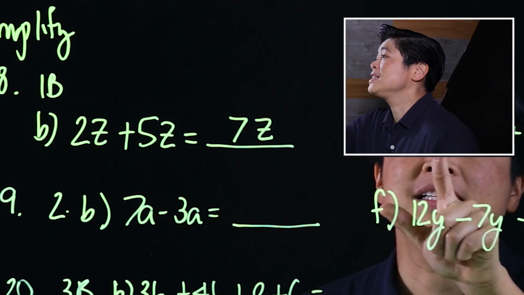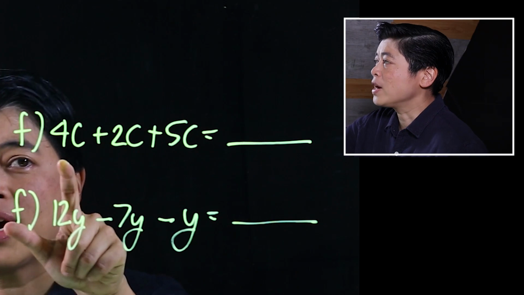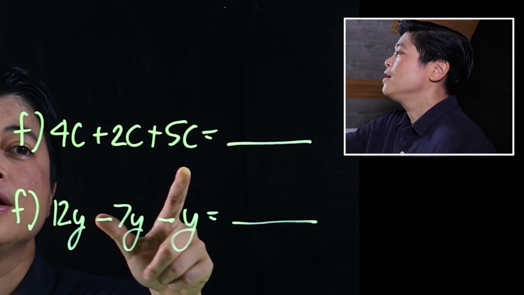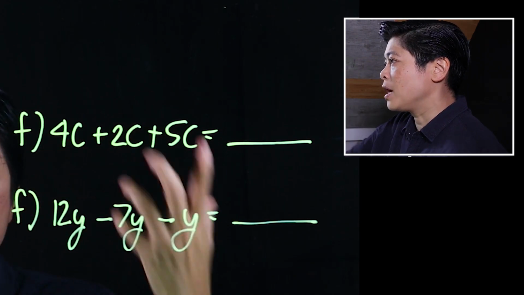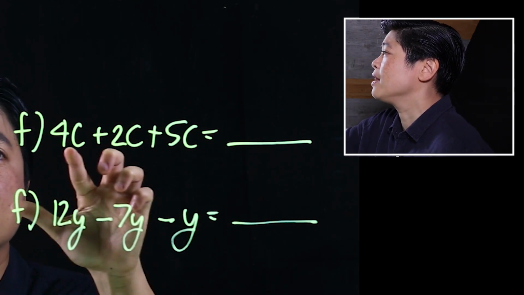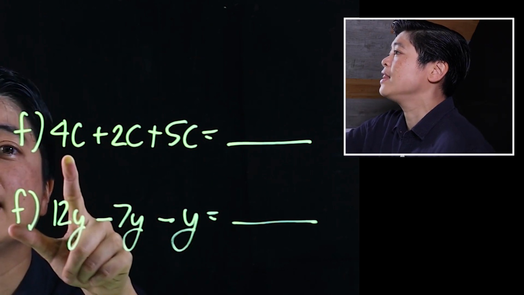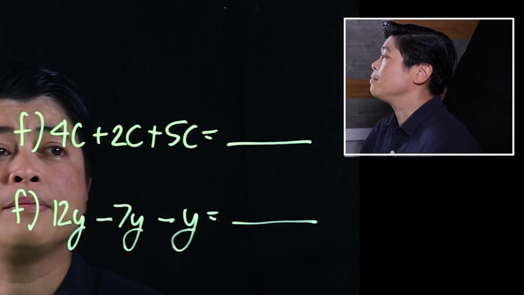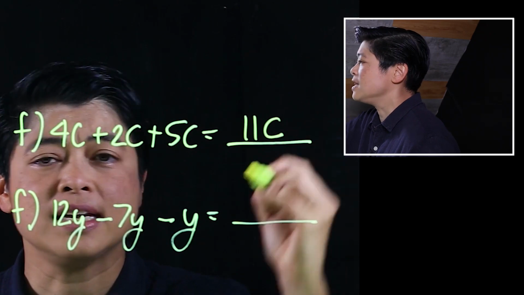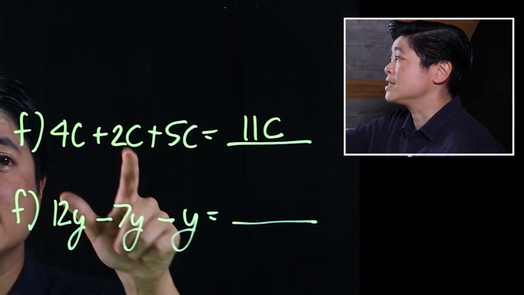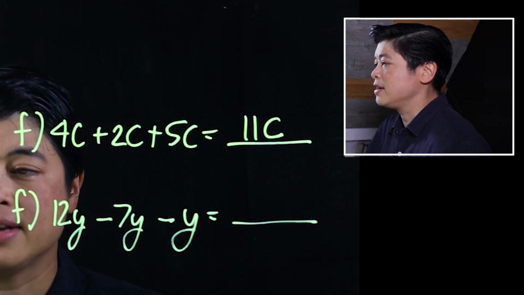Here, I have 4c plus 2c plus 5c. For explanation purposes, I'm going to add the bigger ones first, so that's easier for the brain cells. That's 9, and then you add the 2, so that will be 11c. But if you want to add from left to right, that's also the same: 6 plus 5 is 11.